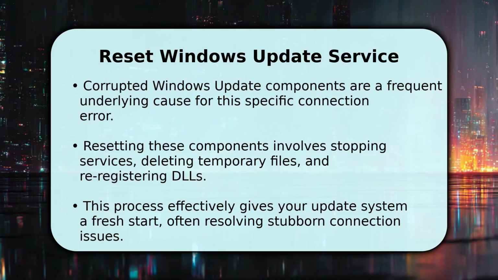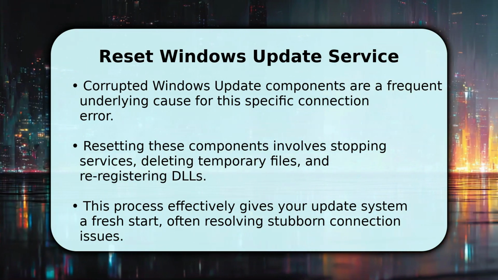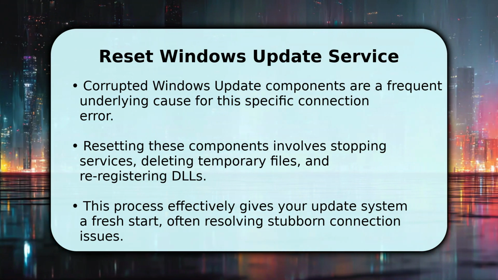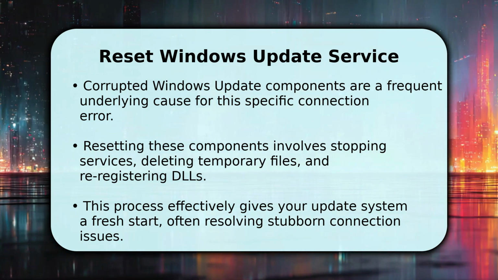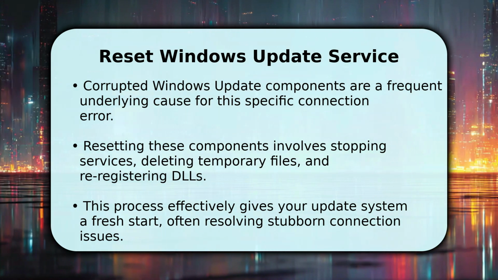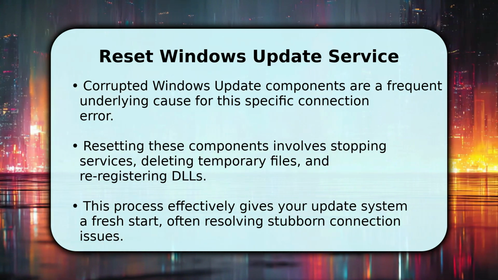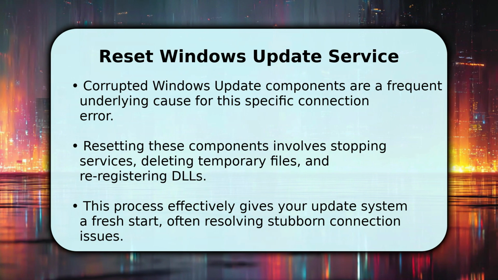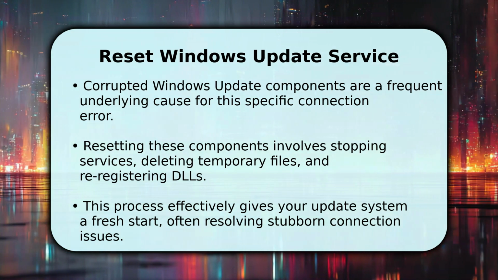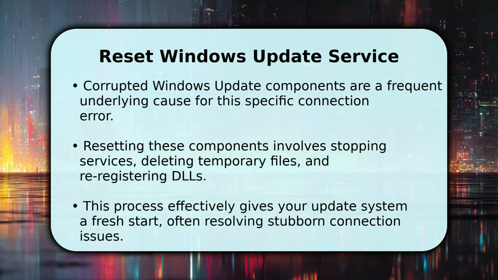If the error persists, it's time to consider resetting your Windows Update components. This might sound complex, but it essentially cleans out any corrupted files or settings that could be blocking secure connections. You'll open Command Prompt as an administrator, then type a few commands to stop the BITS, Cryptographic, MSI Installer, and Windows Update services. After that, you'll clear out the SoftwareDistribution and Catroot2 folders, and then restart the services. This usually clears up any issues with the update system's ability to connect.